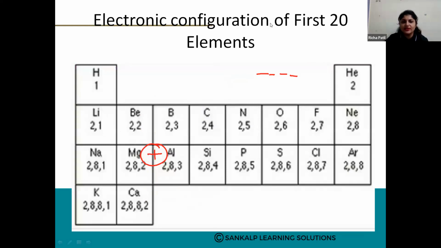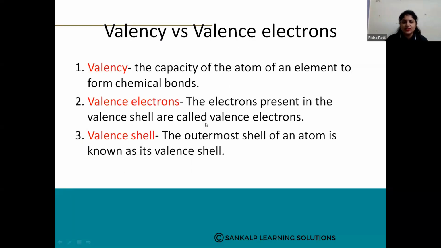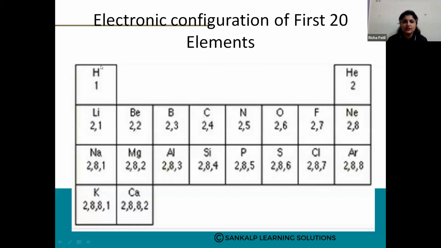Now we'll see the electronic configuration for the first 20 elements. Which are the first 20 elements? Hydrogen, right? This is very important. You need to remember the electronic configuration from hydrogen to calcium. So hydrogen, helium, lithium, beryllium, then boron, carbon, nitrogen, oxygen, fluorine, neon, sodium, magnesium, aluminum, silicon, phosphorus, sulfur, chlorine, argon, then potassium and calcium. These are the first 20 elements.